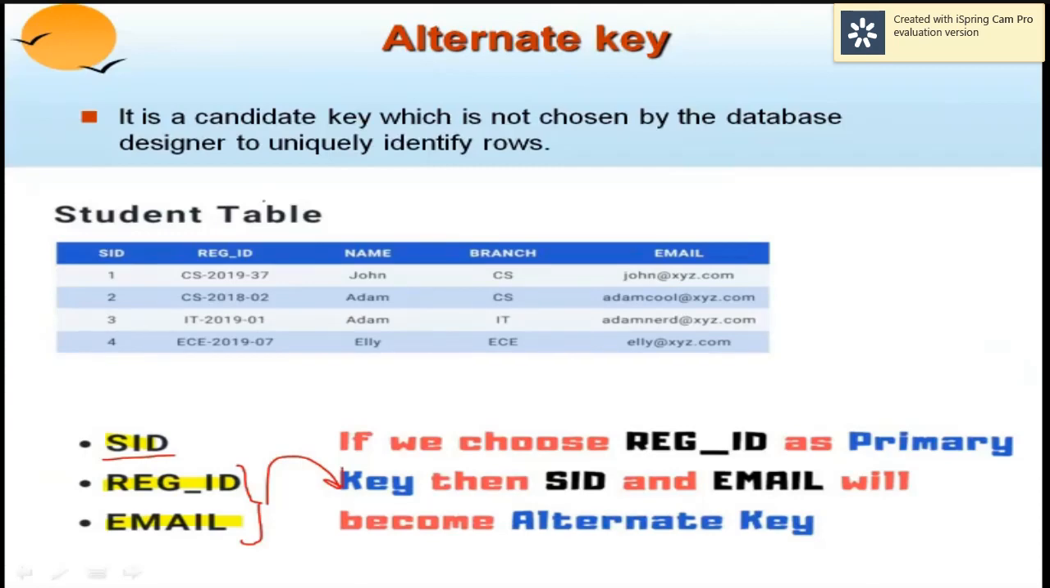So I say it is a candidate key which is not chosen by the database designer to uniquely identify the row. I am the database designer and I have selected SID as primary key, and the remaining are said to be the alternate keys.